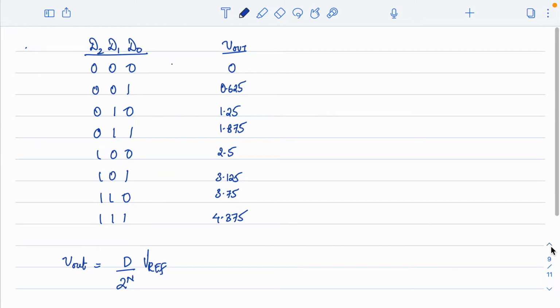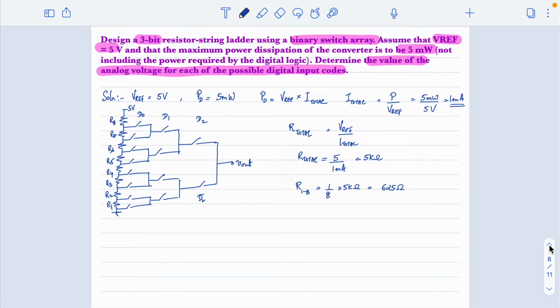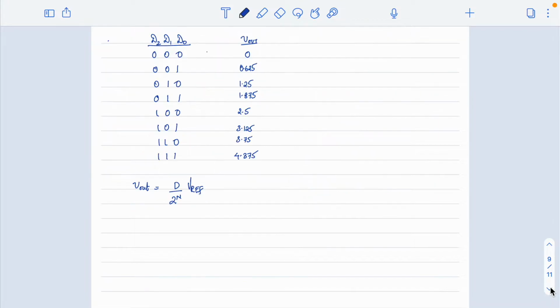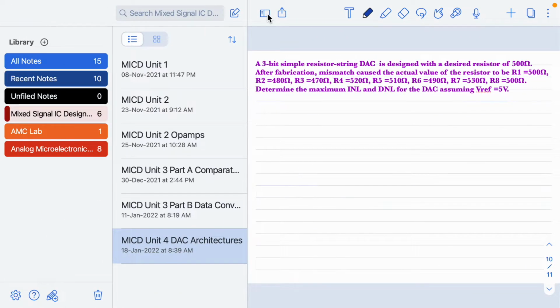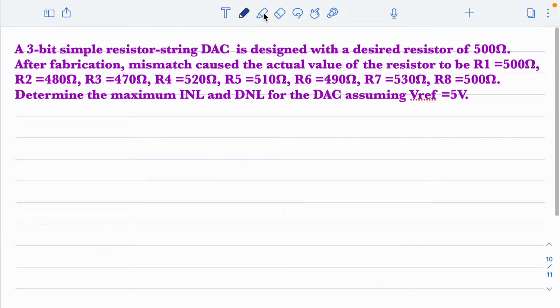Alright, so what we have done here is, for a resistor string DAC with binary switch array, we obtained the output voltage for every input digital word, right? So this is a simple one. Now let us look at this question where we have some more information given. By the way, this is the tutorial question, I think tutorial question number 1.